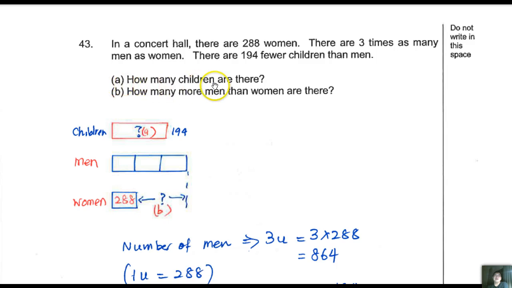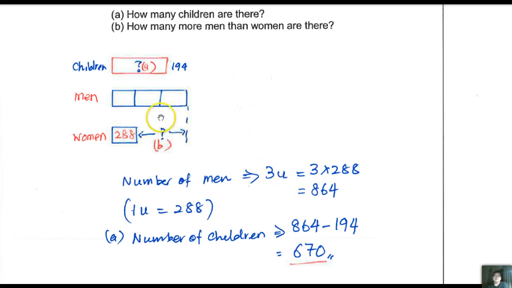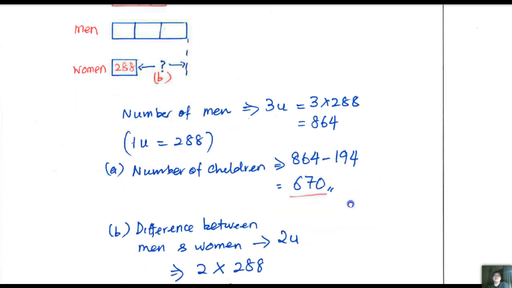Okay, so to find men here, we get this, men is 3u, just now as I mentioned, 3 times 288, which is 864. Men is 864. Children should be 864 take away 194. Can you see? 864 take away 194. You get A, which is 670. 670, right? So you have just answered. The number of children is 670.